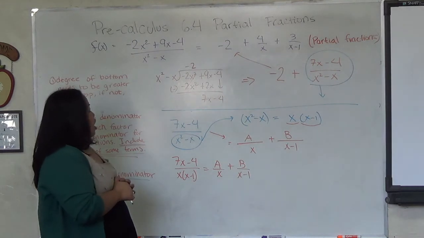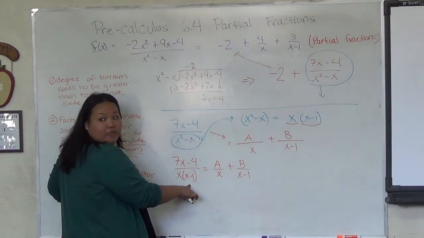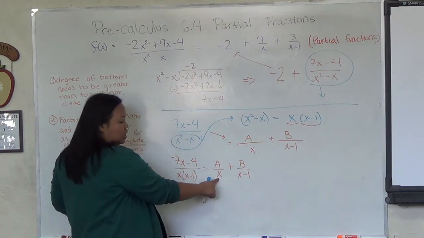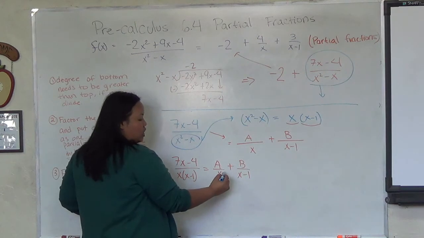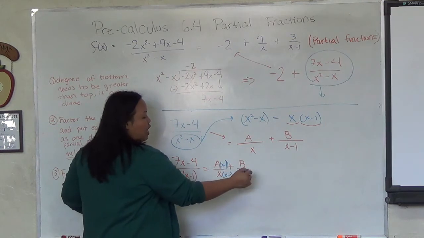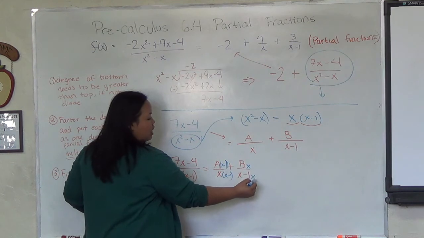Okay, so my common denominator is x(x minus 1). So in order to turn this into x(x minus 1), I have to multiply top and bottom by? X minus 1. And this one I have to multiply top and bottom by? X.